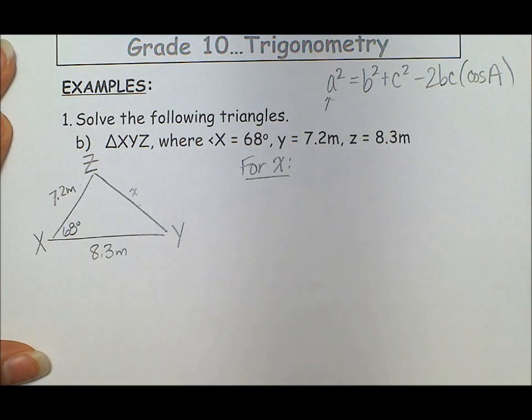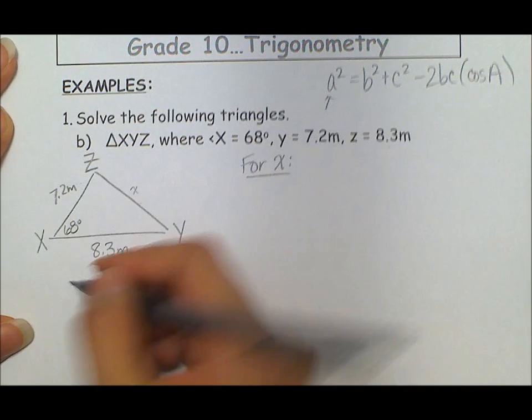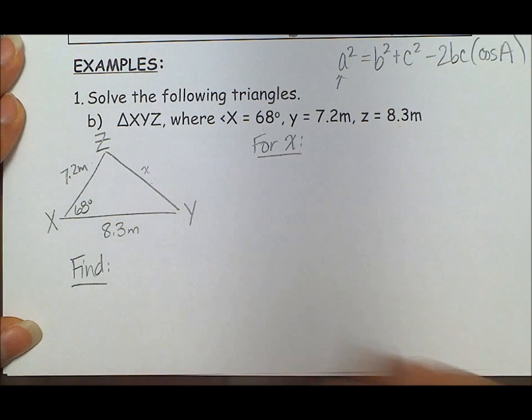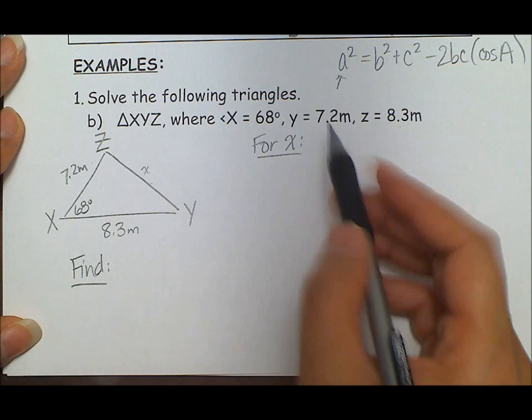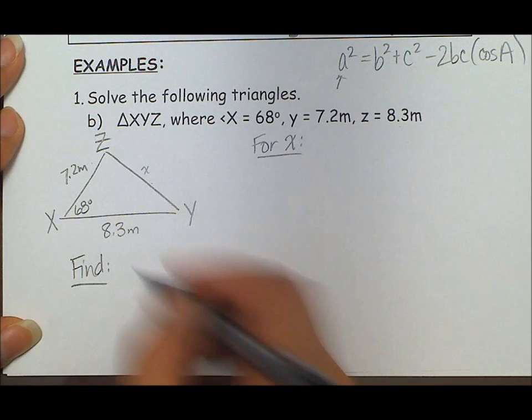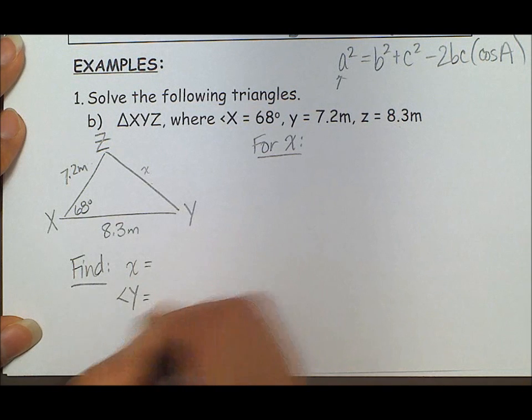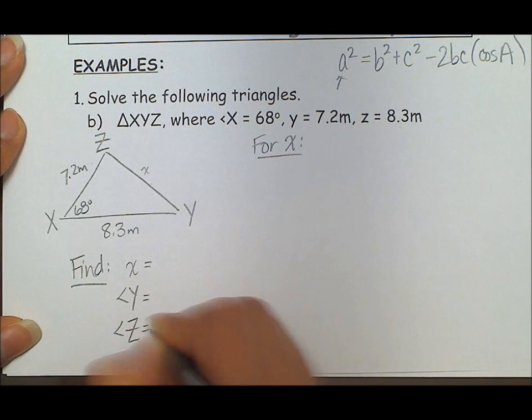The other thing I want you to list, if you can, is all the information that you do need to find. I'm not going to list the information that I'm given because that's already listed over here. So what I do need to find is little x. I need to solve for angle y, and I need to solve for angle z. So that's all the information that I will be finding eventually.